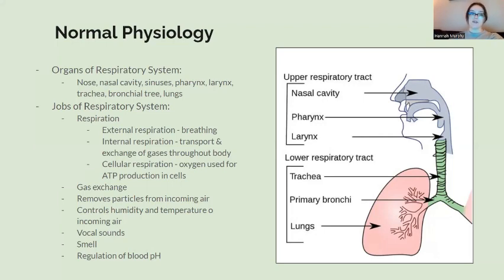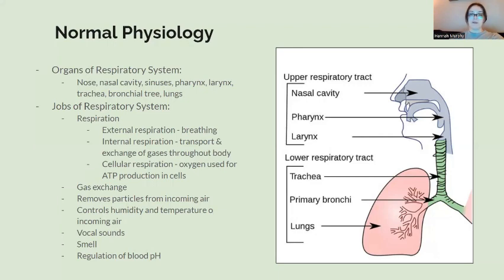There are three different kinds of respiration: external respiration, which is the act of breathing; internal respiration, which is the transport and exchange of the gases inhaled throughout the body. And then cellular respiration is the utilization of oxygen in the cells to produce ATP.